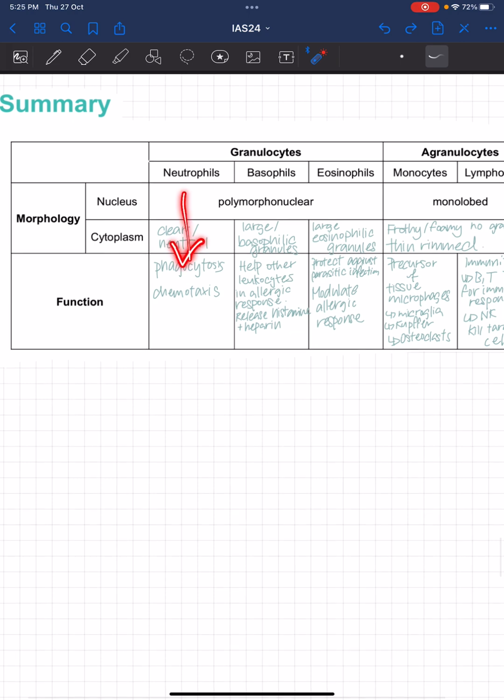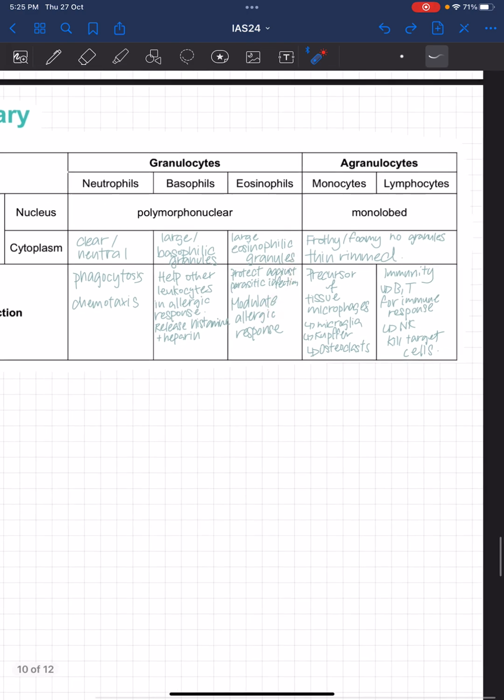Neutrophils work in phagocytosis, actually ingesting the bacterium and guiding the cells towards the site of infection. Basophils help other leukocytes in the allergic response, and their granules release histamine, a vasodilator, and heparin, an anticoagulant. Eosinophils also modulate allergic responses, but they are more specified in protection against parasitic infections and also allergic reactions.